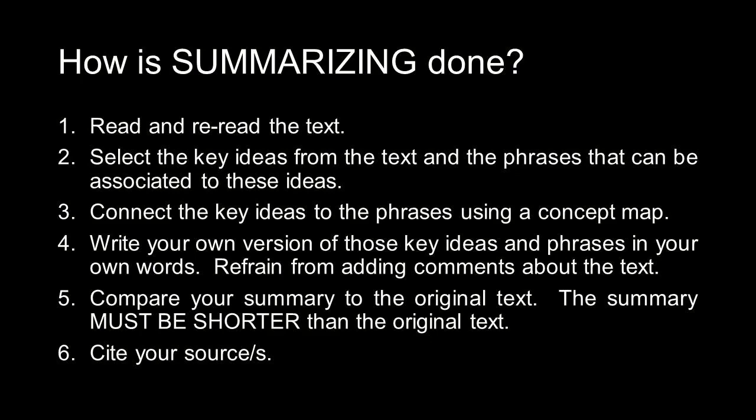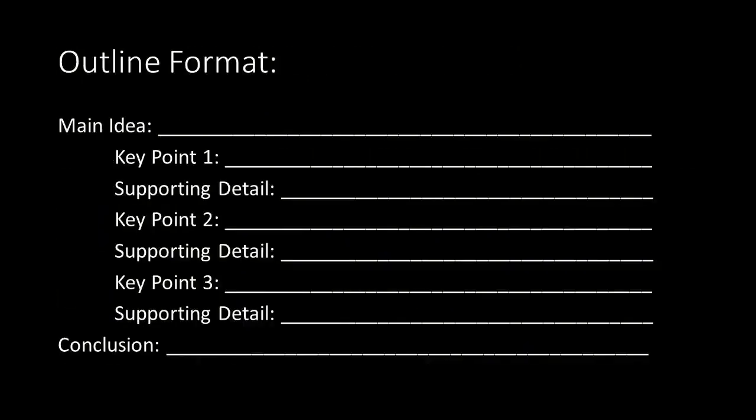The summary must match the message of the original text. And aside from the matching message, your summary also has to be shorter than the original text. Last but not the least, once you are done identifying the key concepts, writing your paraphrased version, and comparing your summary to the original text, you have to make sure that all borrowed sources are cited properly. In this case, we use the APA format 7th edition.